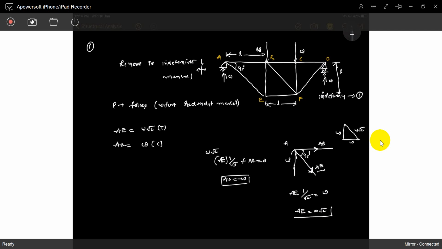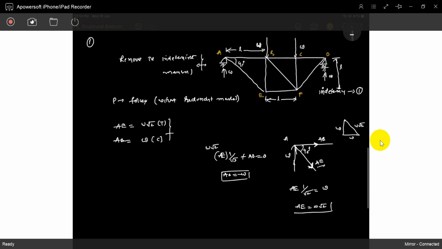These are the directions; you can take whichever you are interested in, compressive or tensile, just a sign. So I will use the negative sign for compression later. You take it.